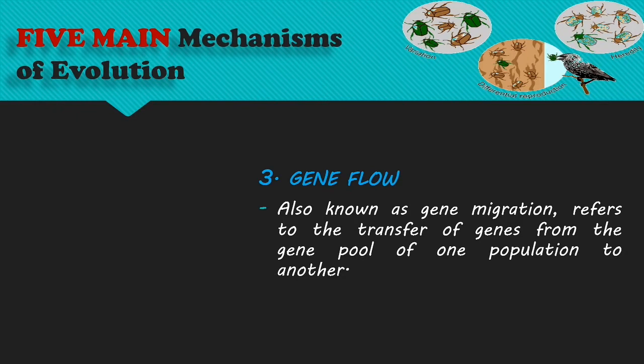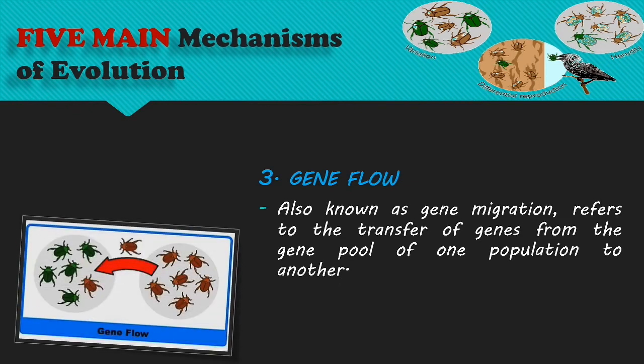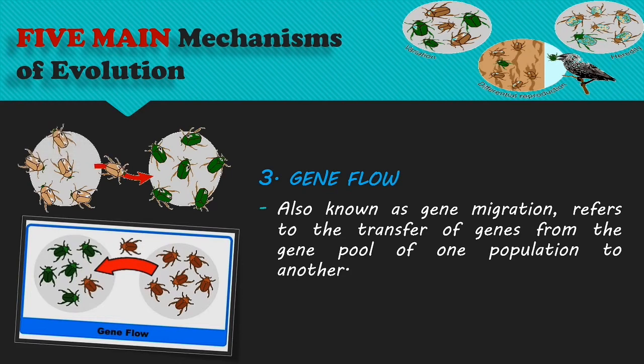If gene versions are carried to a population where those gene versions previously did not exist, gene flow can be a very important source of genetic variation. From the given diagram, the gene version for brown coloration moves from one population to another.